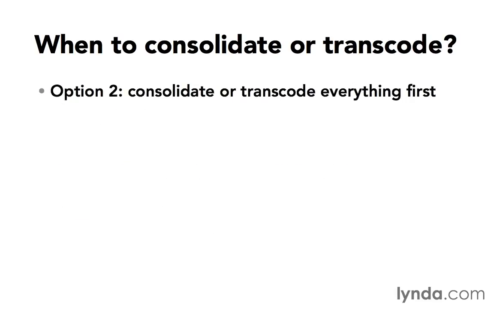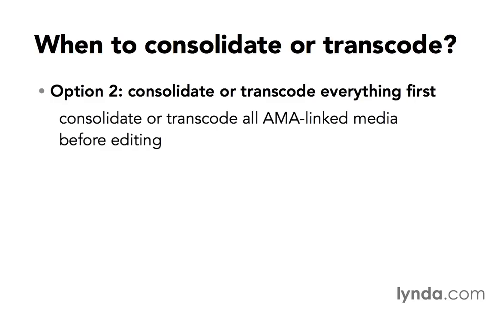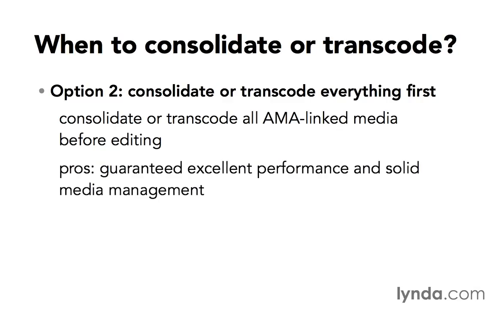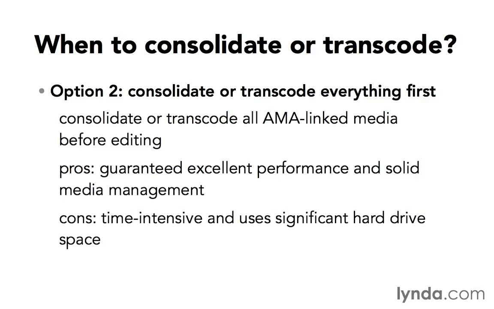Option 2 is to AMA link your footage and then just consolidate or transcode absolutely everything before you edit. If you do this, you're guaranteed excellent editing performance and you're guaranteed rock-solid media management. But the downside? Well, it takes a lot of time right off the bat. You can't get started editing immediately like you can in option number 1. Also, because you're converting everything, it can clog your hard drive space with a lot of media you might not necessarily need.